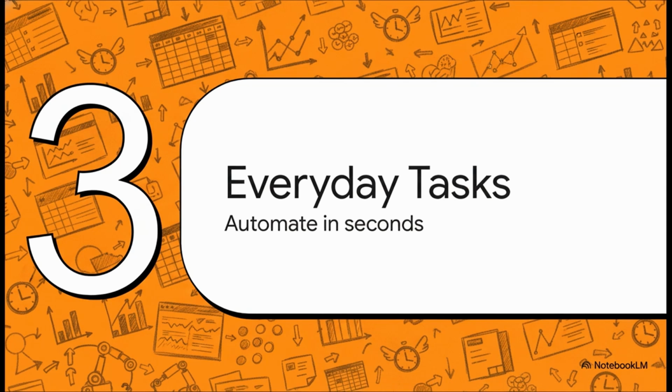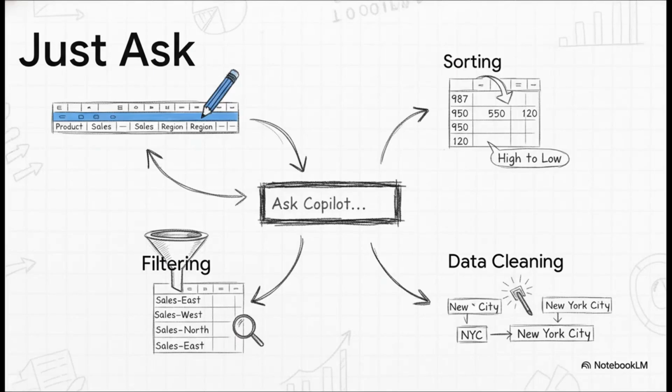All right, setup's out of the way. Now for the fun part. Let's see how Copilot can just wipe out all those boring, repetitive tasks that usually eat up half our day. This is really where the magic starts. Instead of clicking through a dozen menus, you just ask. You type, make the header row blue and bold. And boom, it's done. You say, sort this by the highest total, and it happens instantly. Got messy data with misspelled city names? Just tell it to clean them up. All that tedious stuff is now handled for you.